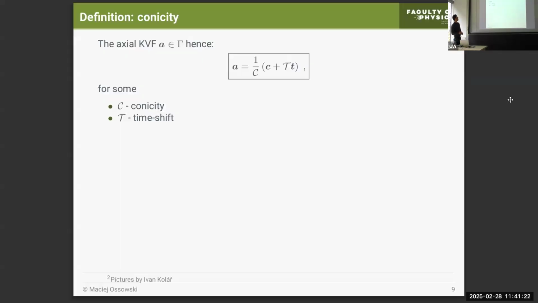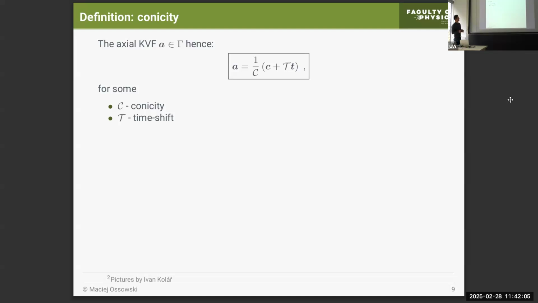Okay, so we have our axis point, we have the axial Killing vector field, and now comes the nice part about this construction. If we have the axial Killing vector field and we know that it's from gamma, then it must be possible to express it as a combination of the cyclic Killing vector field and of a time-like Killing vector field, which both live in gamma. And the coefficients of this decomposition we call the conicity and the time shift. I will explain the names in a couple of slides.